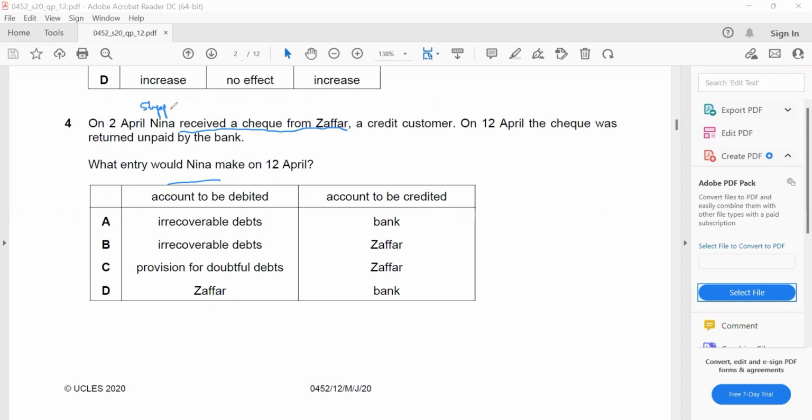seller, supplier or seller. So the seller, when receiving a check, will debit bank, credit Zafar. So this is what they do. And now the check cannot be used, it has to be returned back to Zafar. They will debit Zafar and credit the bank because the bank rejected. So your double entry should be debit Zafar, credit the bank. So this is the answer for it.